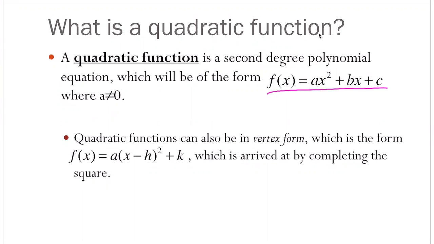Another form that quadratics are often written in is what's called vertex form. And this is f of x equals a quantity x minus h squared plus k. This is arrived at by completing the square, which we did previously when we dealt with circles.